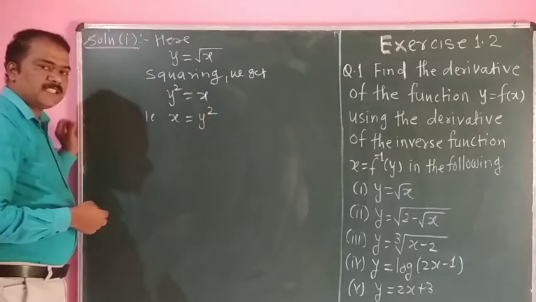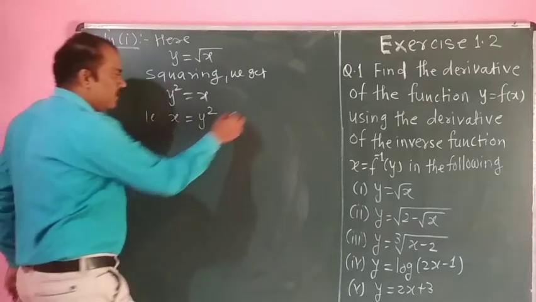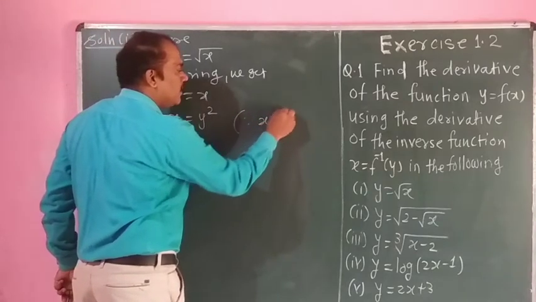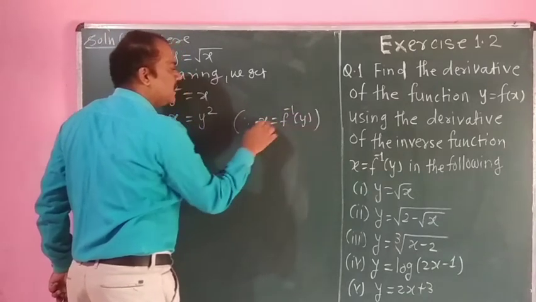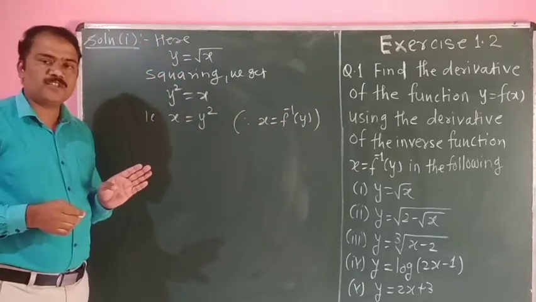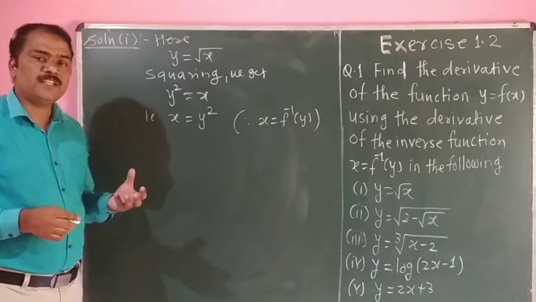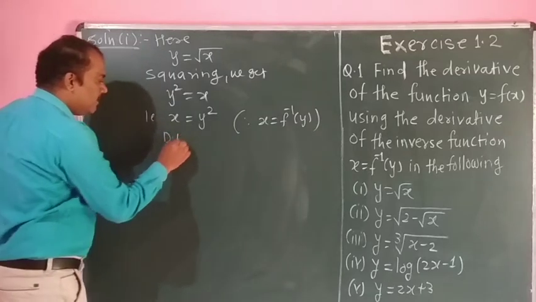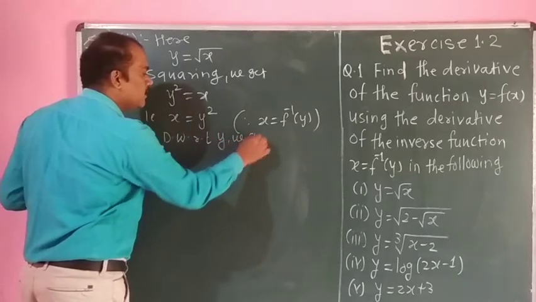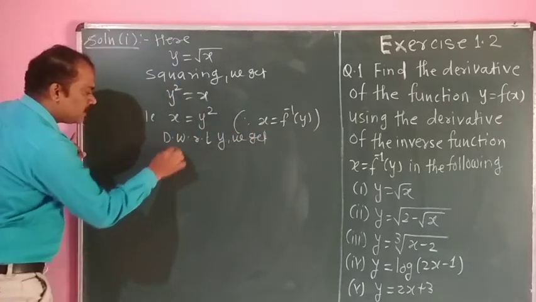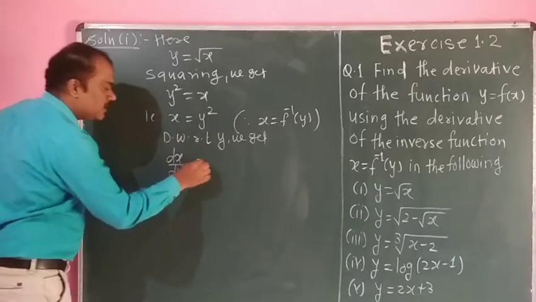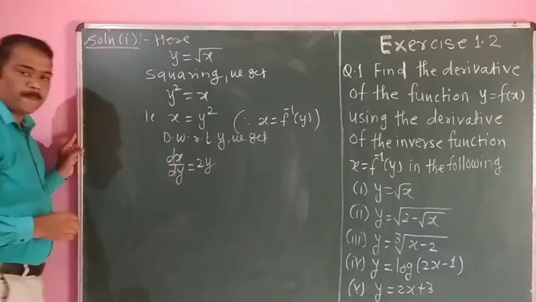Now we have to express x in terms of y, and according to the definition of inverse function, x is equal to f inverse of y. That is, x can be expressed in terms of y. Now when x can be expressed in terms of y, we have to differentiate with respect to y. Differentiating with respect to y, we get dx by dy is equal to the derivative of y square, which is nothing but 2y.